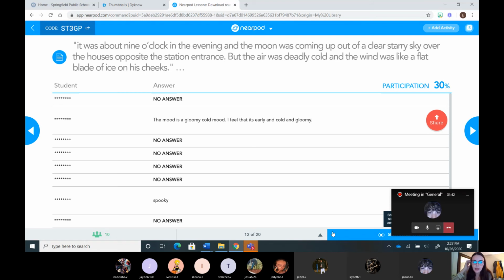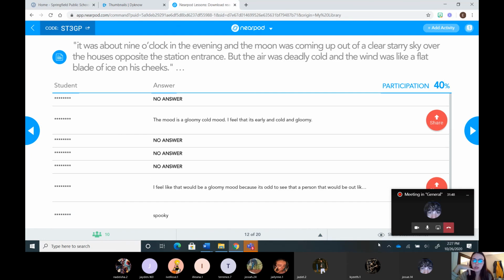So what do I mean by mood again? What is a mood? Someone check their notes. Tell me what I mean by mood. I think you mean my mood is how the author's writing makes you feel about what's going on in the story. Absolutely. How their writing and their words make us feel.